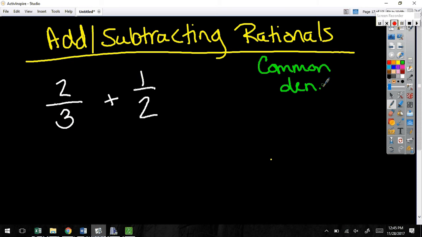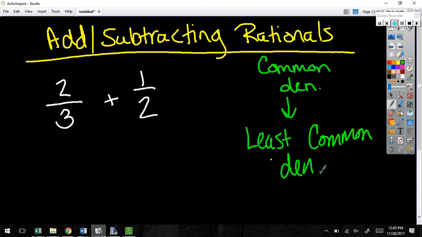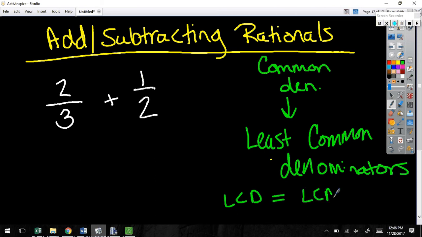So when you find a common denominator, we like to find what we call a least common denominator. I'm going to dumb this down a little bit with the number stuff, so that hopefully you see the connection when we throw the polynomials in there. Tell me how you find the least common denominator. The least common multiple. The LCD is the same thing as the LCM of the denominators.